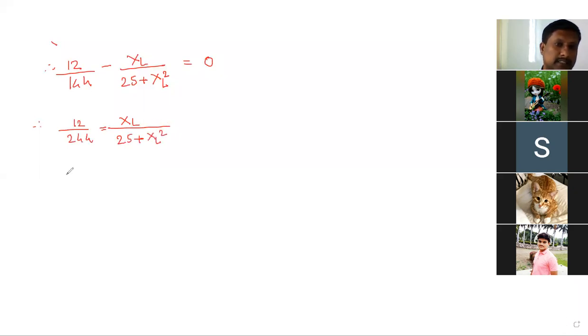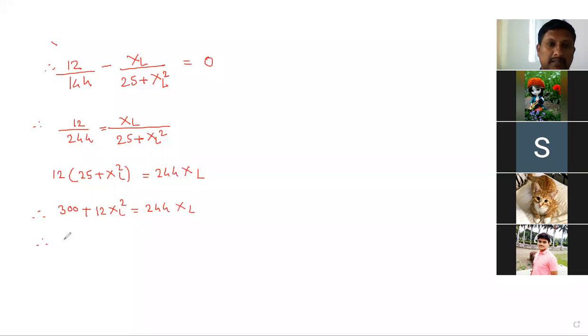Now you can take the cross multiplication. 12 into 25 plus XL square is equal to 244 into XL. So you can solve this bracket. 12 into 25 is what? 300 plus 12 XL square is equal to 244 XL. So I will summarize this equation: 12 XL square minus 244 XL plus 300 is equal to 0. So this is equation number 2, and this is a quadratic equation.